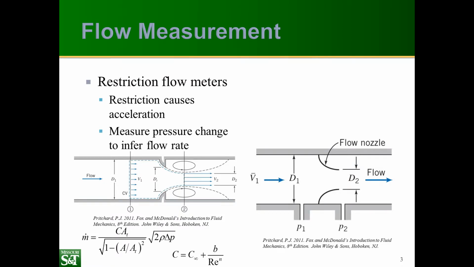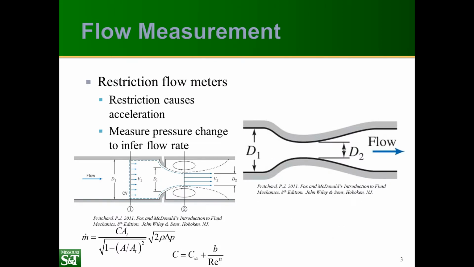So it's easier to determine where you should be measuring the pressure. These are more expensive to make than orifice plates because the nozzle has to be made, but the head loss is smaller, so the operating costs are smaller. So there's a little bit of a trade-off there.